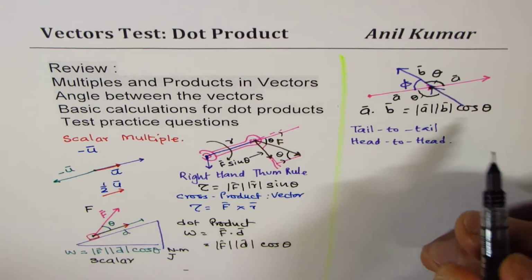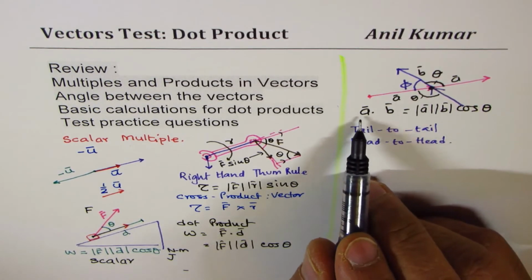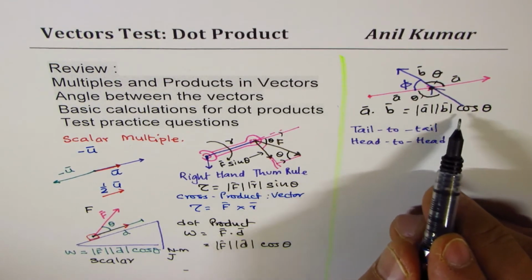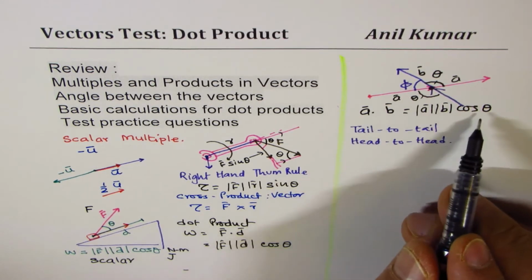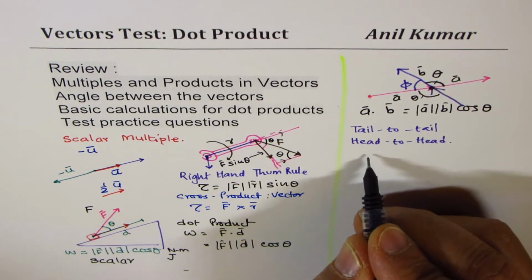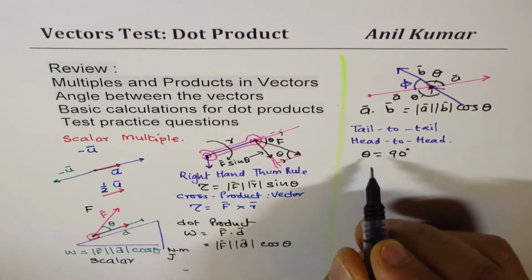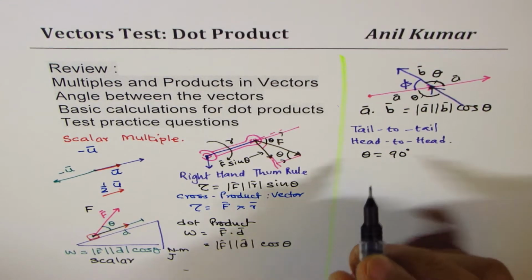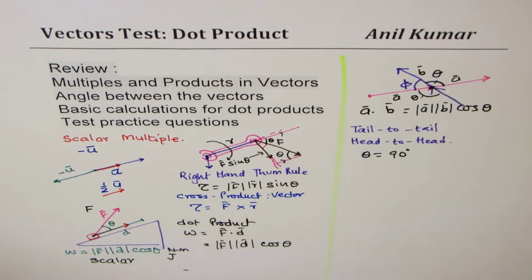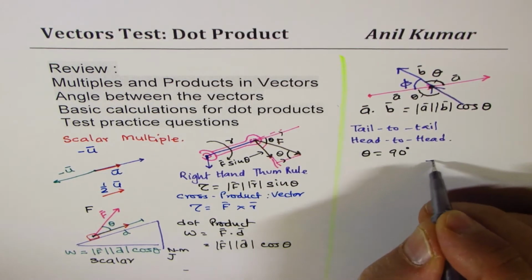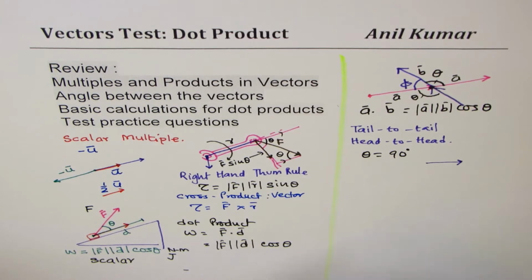Perfect. Now, since you know that A dot B is magnitudes times cosine of theta, now theta could be equal to 90 degrees. In this case, they are perpendicular vectors. It's kind of like this, right? It's kind of like this.